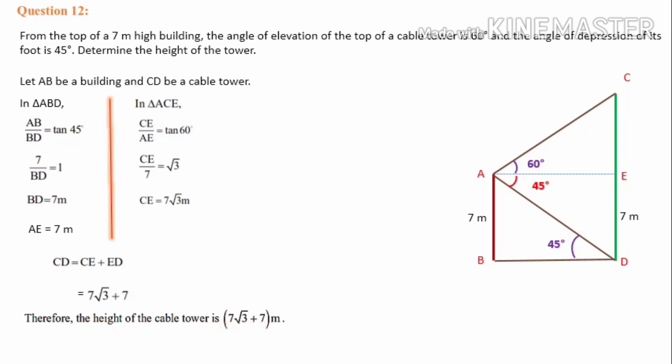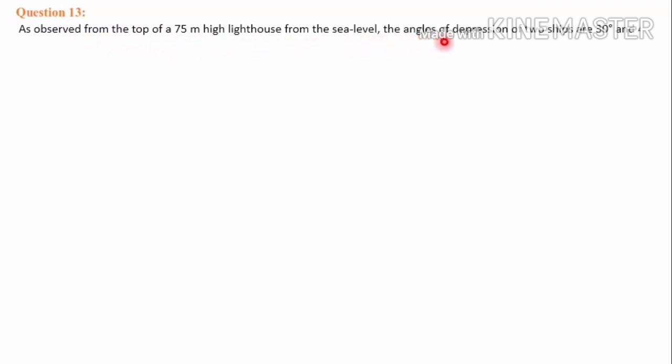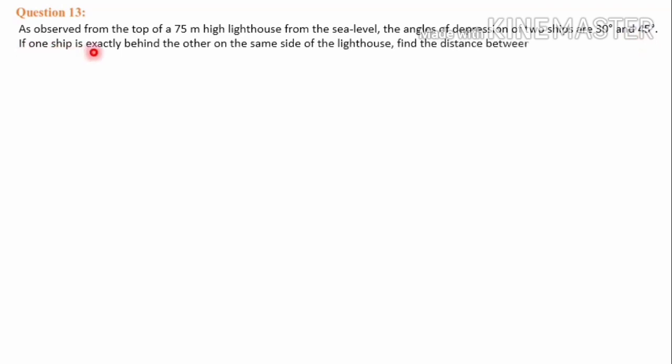Hope it is clear. Now let's discuss question number 13. As observed from the top of a 75 meter high lighthouse from the sea level, the angles of depression of two ships are 30 degree and 45 degree. If one ship is exactly behind the other on the same side of the lighthouse, find the distance between the two ships. Here there is a lighthouse 75 meter in height, and a person on the top of the lighthouse observes two ships at angles of 30 degree and 45 degree.